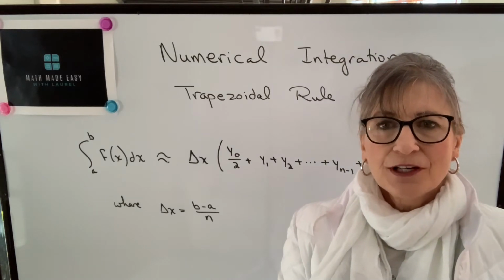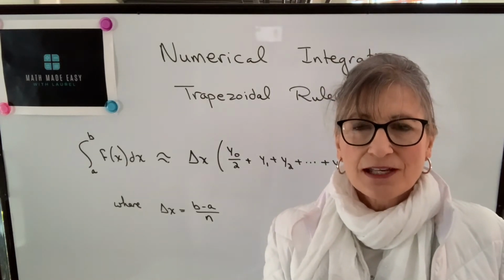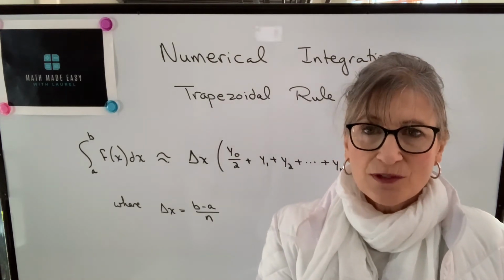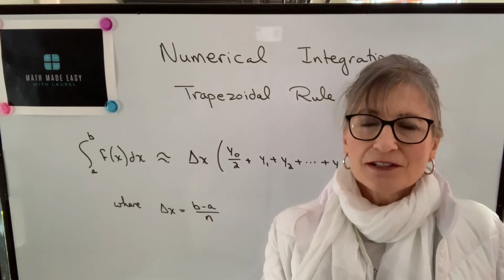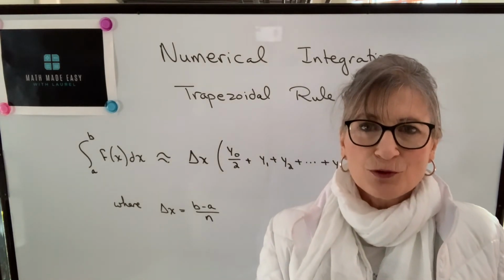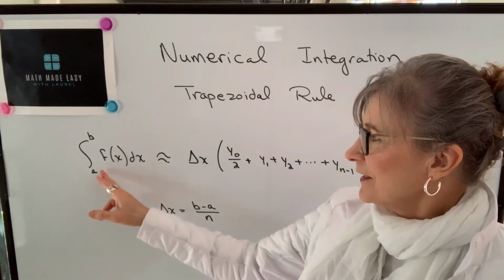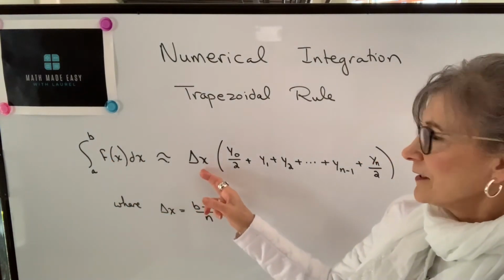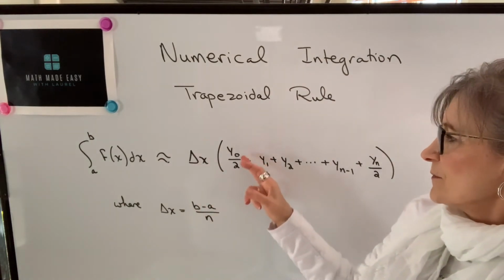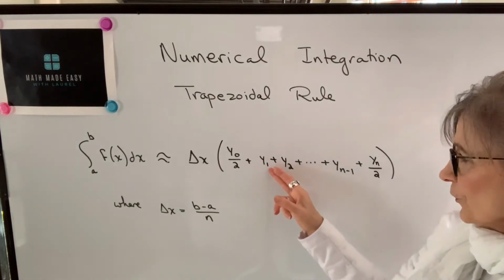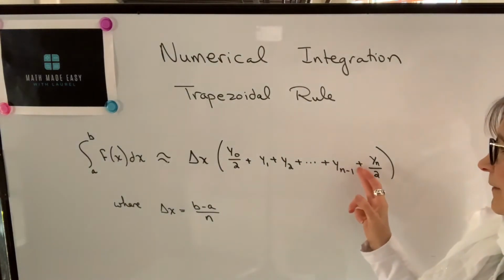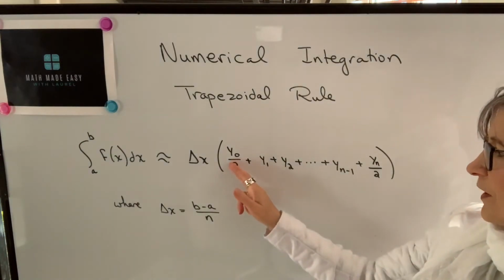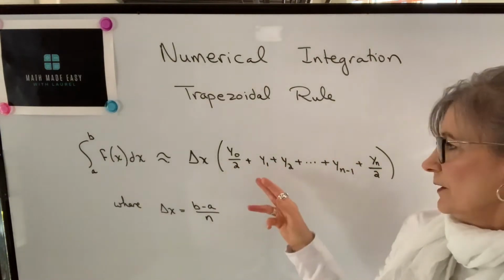So we've learned how to find the sum of the area of the trapezoids, and we know that we can approximate the area under a curve by taking the sum of those trapezoids. Therefore, we can approximate the definite integral by taking the sum of those trapezoids. In other words, the integral from a to b of f of x dx is approximately equal to delta x times y sub 0 divided by 2, and then all your interior y values, plus y sub n divided by 2. So just the first y value and the last y value are divided by 2, all the others are not.